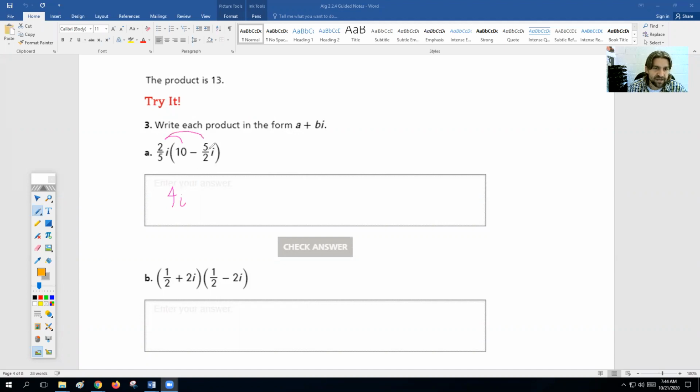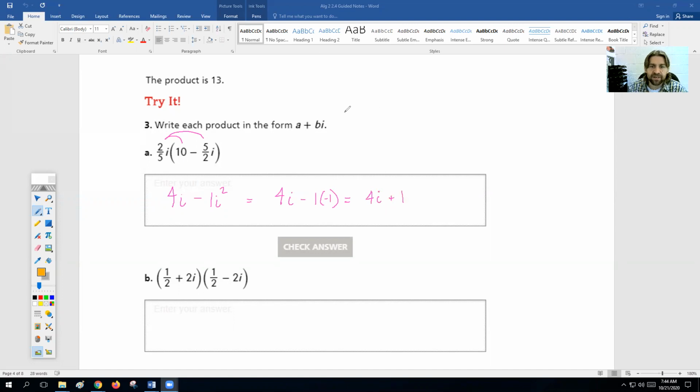And then 2/5 times 5/2. Type it in a calculator if you don't know, but this becomes a minus because one's positive, one's negative, and 2/5 times 5/2 becomes a 1. I squared. I times i is i squared. So let's rewrite this. This would be a 4i minus 1 times -1. So really this is a 4i plus 1.